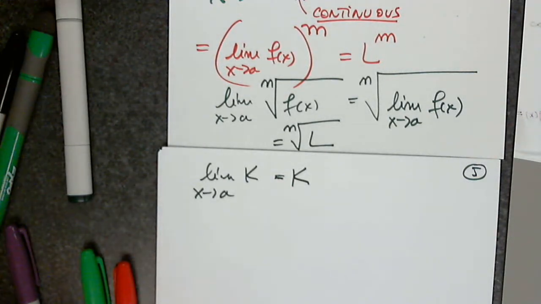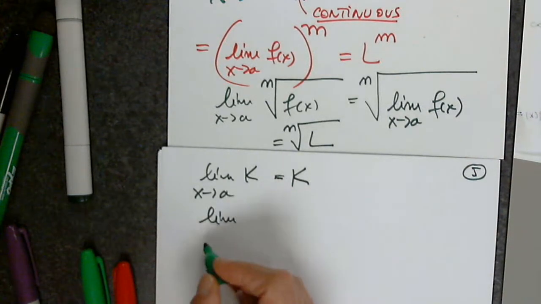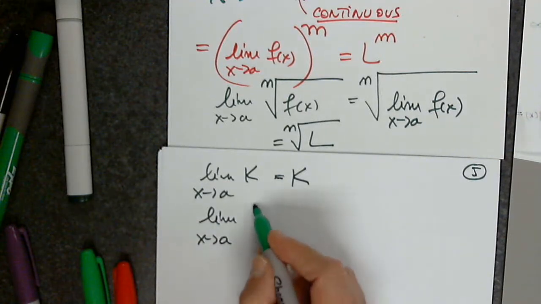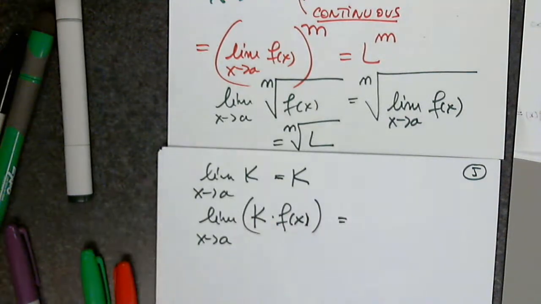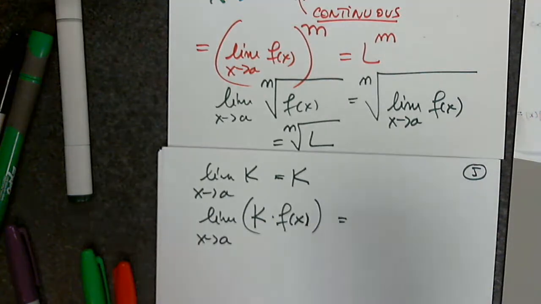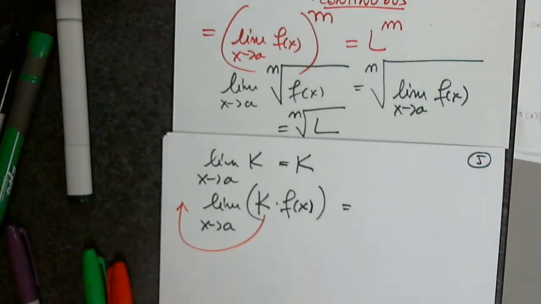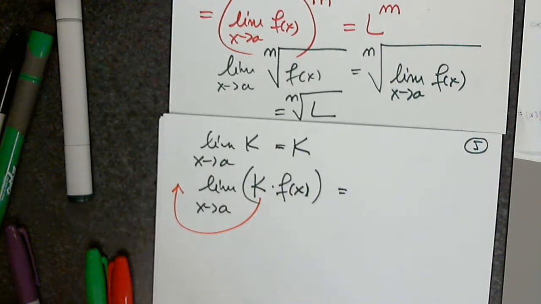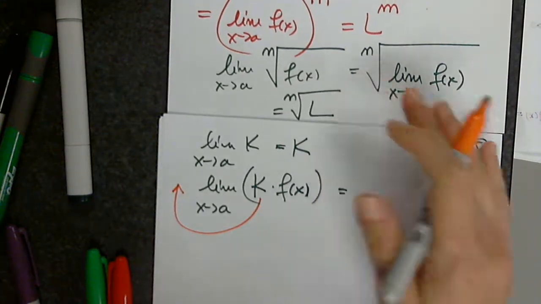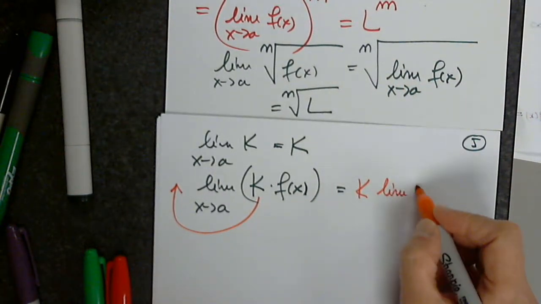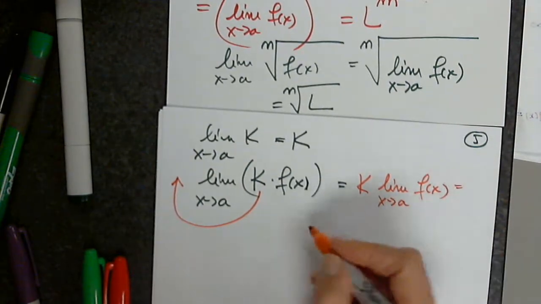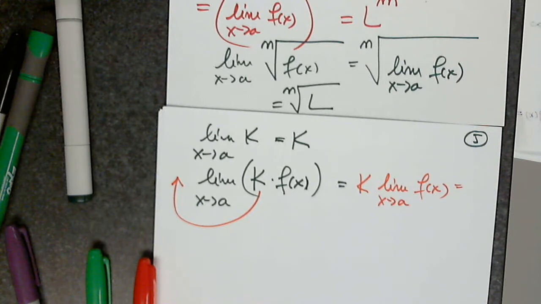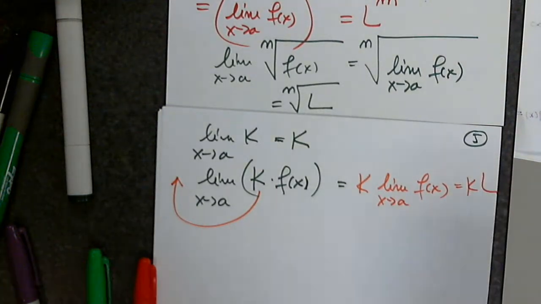No discussion there. And then the last one here, the limit as x approaches a from either side of k multiplied by f of x. It's a factor, it's a number in front of a function, and I'm allowed to take it outside. We're going to do that a lot with a lot of things, including integrals. So this is k times the limit of f of x as x approaches a. And ultimately, this becomes, that's it.